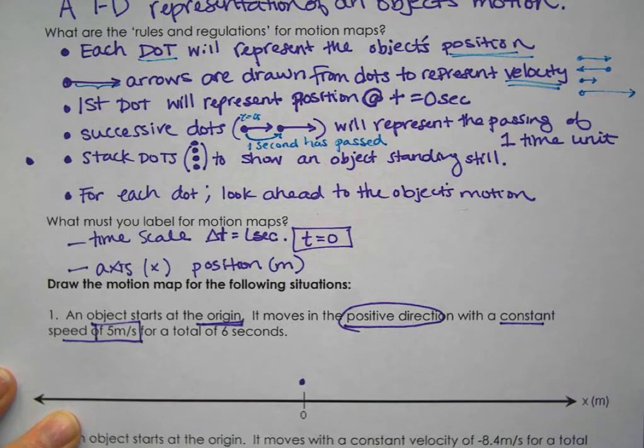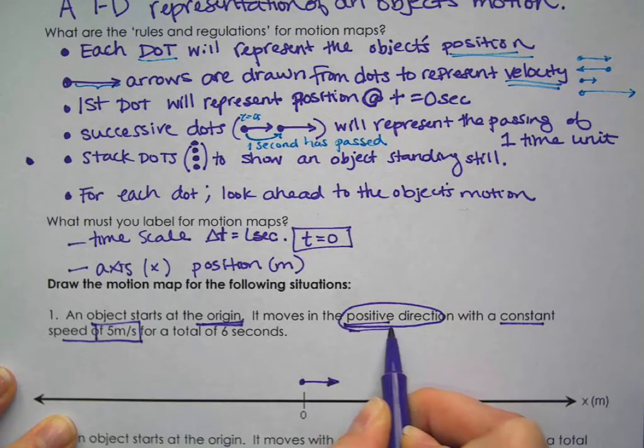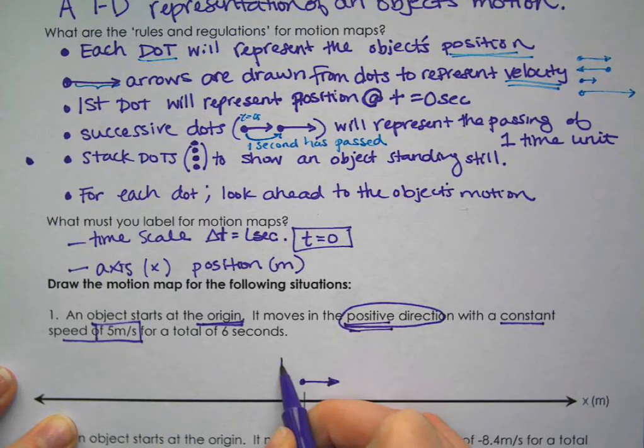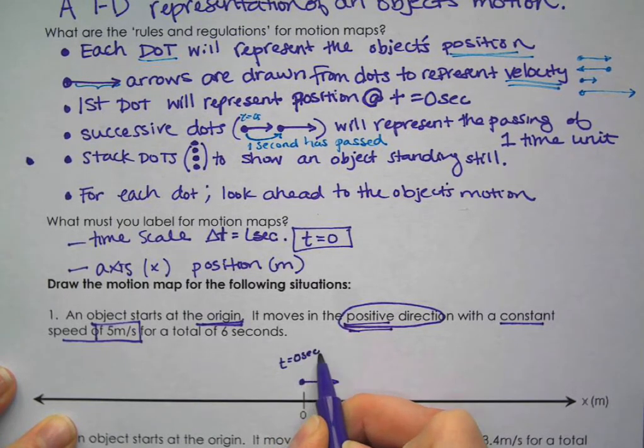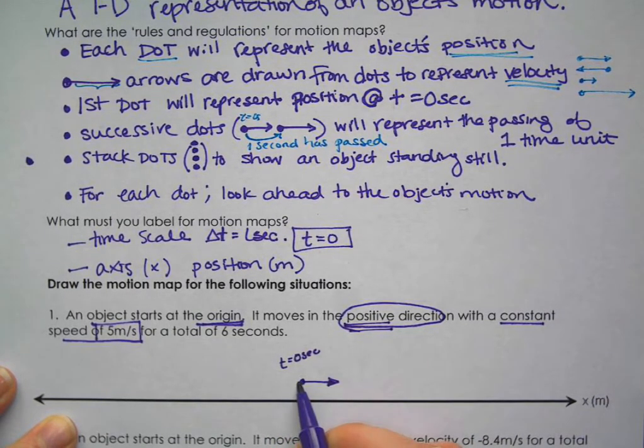per second. This is a qualitative motion map because I don't have any numbers, so whatever I decide the size of the arrow to be, that will represent 5 meters per second in the size or the magnitude. The direction again is to the right, so that's taking care of the positive direction. So time equals 0 seconds at this dot. And then we would have to continue on.